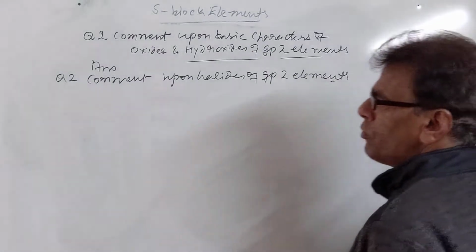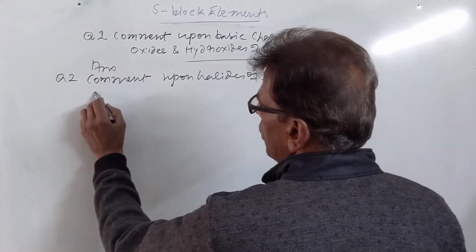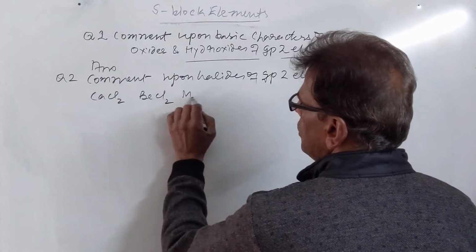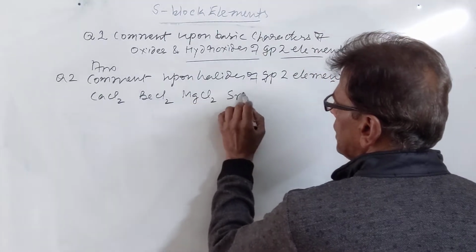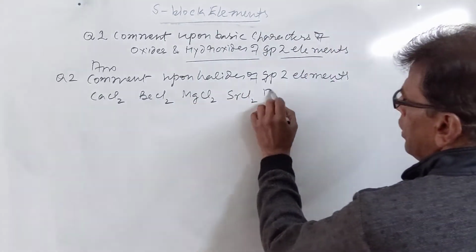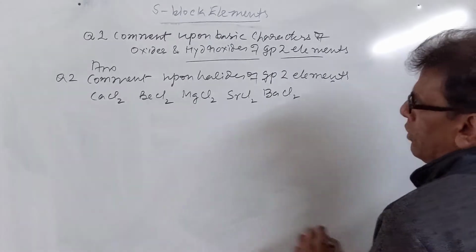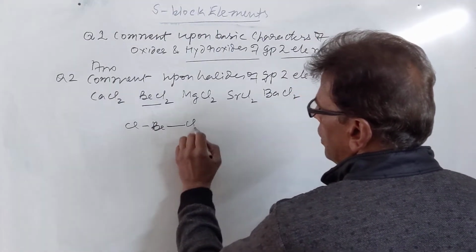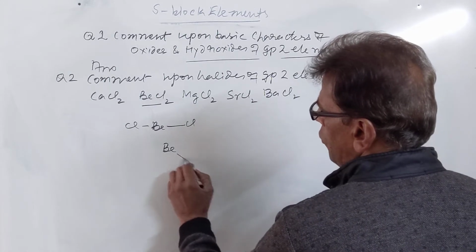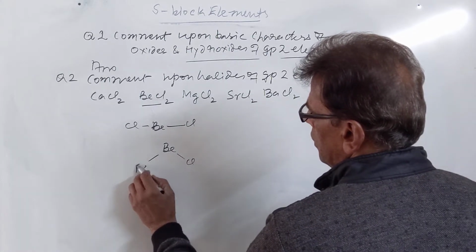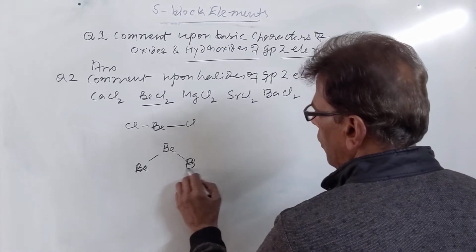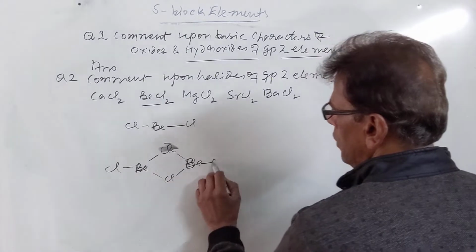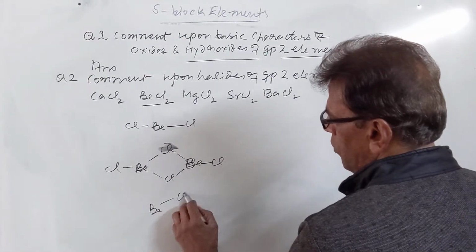All the elements of group 2 form divalent halides. For example, we have CaCl2, BeCl2, MgCl2, SrCl2, BaCl2, etc. The halides of beryllium exist in the monomeric form, they exist in the dimeric form, they exist in the polymeric form.